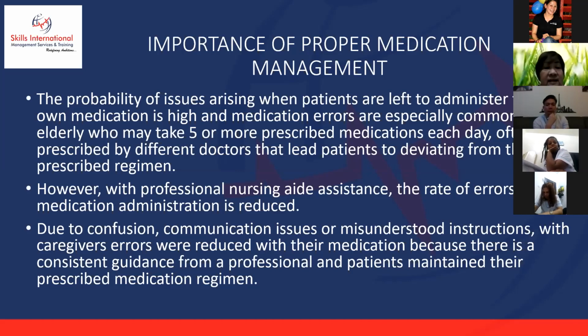We don't know whether this medication that they are going to take will be doubled or whether they are going to miss one of those. Often, medications are prescribed by different doctors, which leads patients to deviate from their prescribed regimen. So let's say the patient goes to another doctor, and then another doctor. He is collecting more and more medicines. So per day, how many medicines will she or he be able to take?